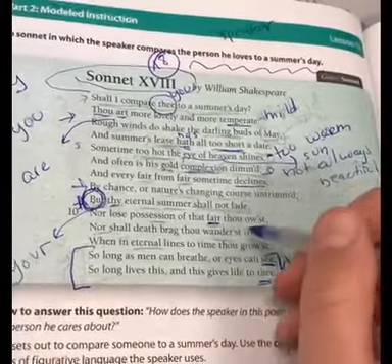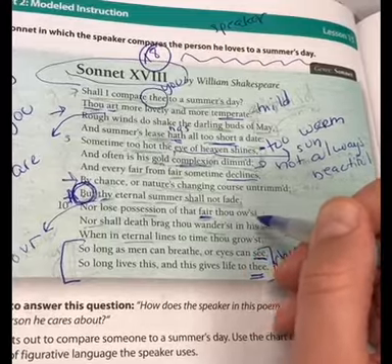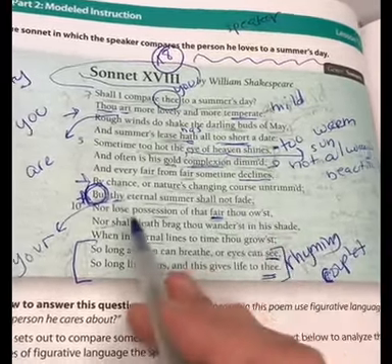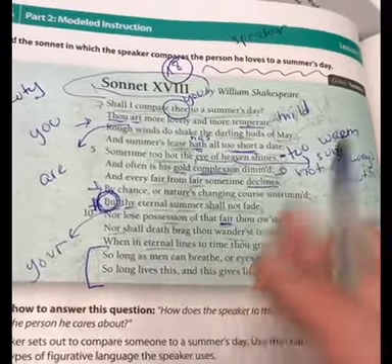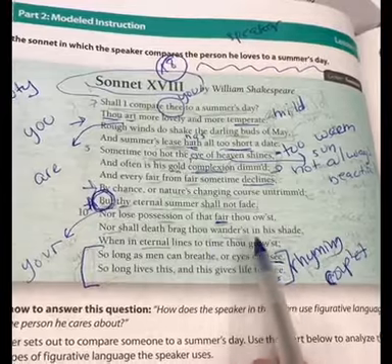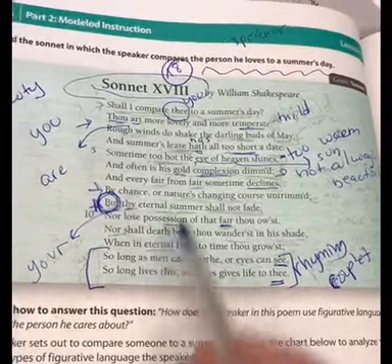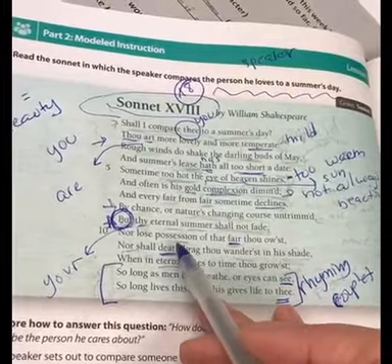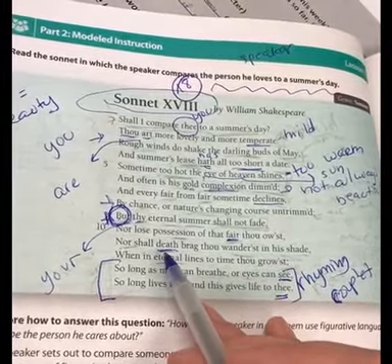Thou, if you remember, means you, and owest in this case is just own. So you're never going to lose that beauty. You're never going to lose that wonderfulness that you have. Nor shall death brag thou wanderest in his shade. Not even death can take away the wonder of this person that he's talking to.